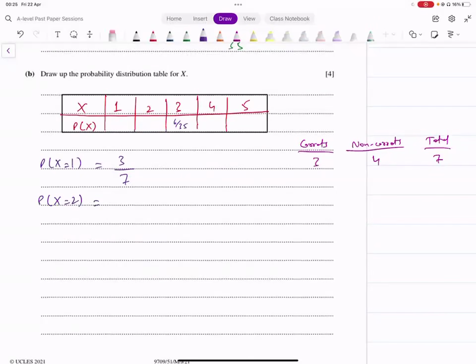What does that mean? First non-caret, that's going to be 4 over 7, and then second caret, that's 3 out of the remaining, that's 6. 3 over 6.